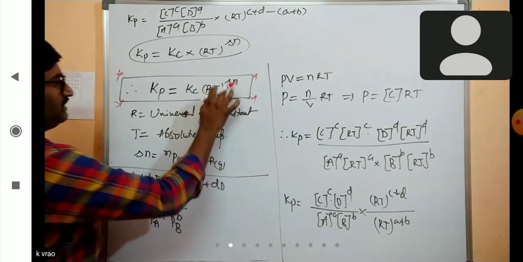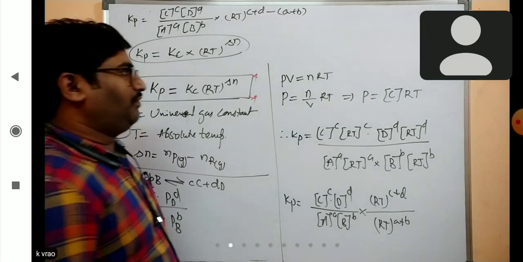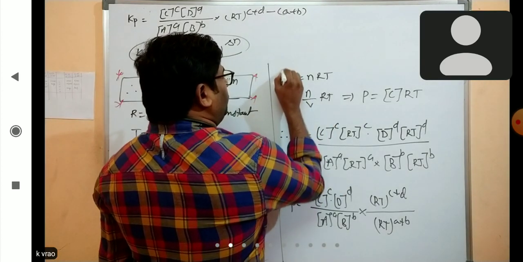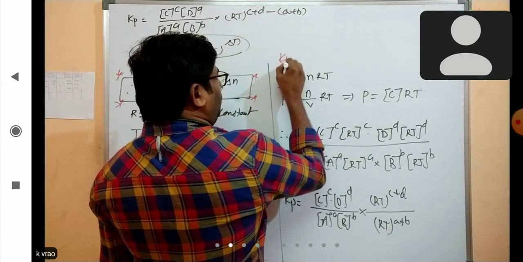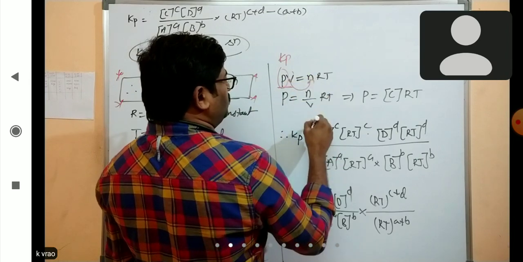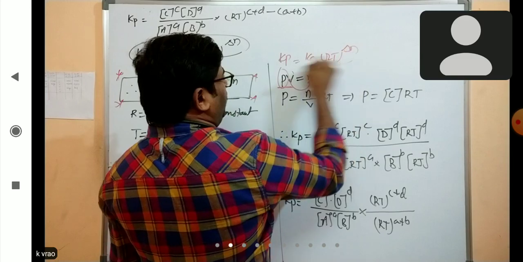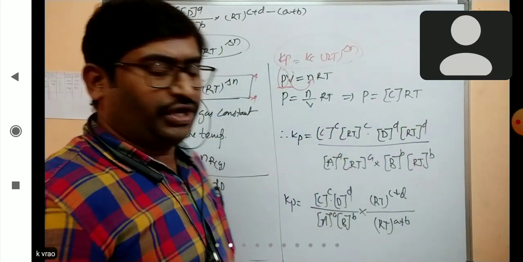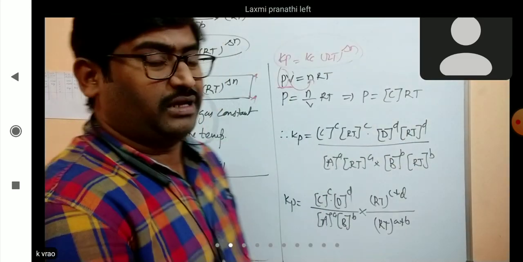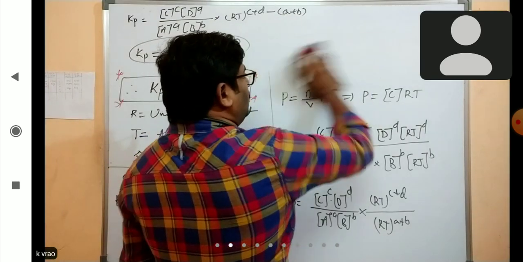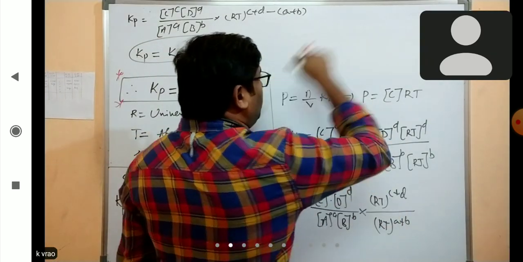Kp is equal to Kc into RT whole power delta n. We know the fundamental: in place of P you write Kp, n by V is moved to the opposite side, that is Kc, and keep RT power delta n. This is a way to remember. No need to get confused, just remember the fundamental equation, that is PV is equal to nRT.